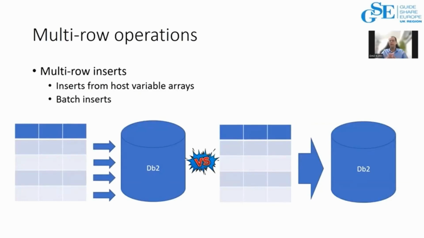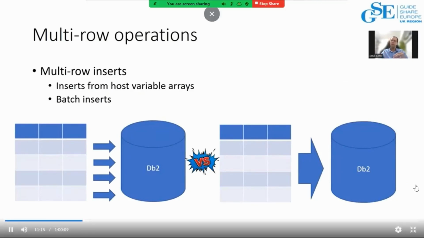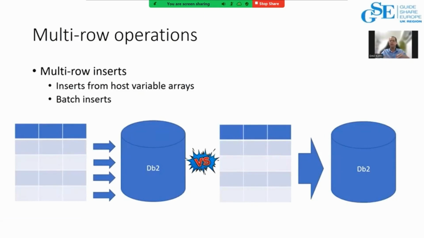On the right hand, you see what happens if I use a multi-row operation, multi-row insert. I prepare all the rows. In this case, I have 4 rows, and I just do a single call to db2 to insert them all. So that's the biggest difference. Instead of 4 calls, I will just use 1 call. On the other hand, I also need more storage now, to have all those 4 rows and to transfer them to db2.